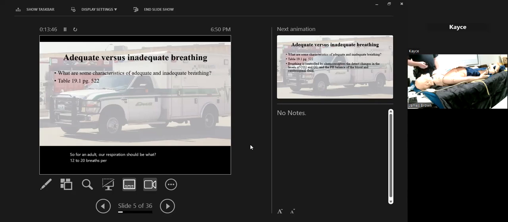This should be what kind of rhythm? Regular, right? So we should be at a normal rate, 12 to 20 times a minute. Breath sounds should be present bilaterally. Should be able to hear them in the tops, the bottoms, along the back.